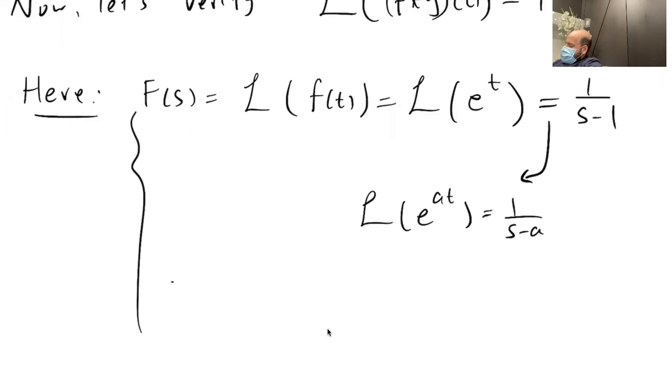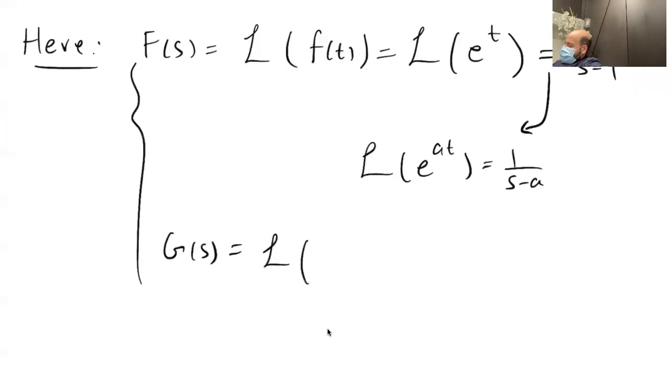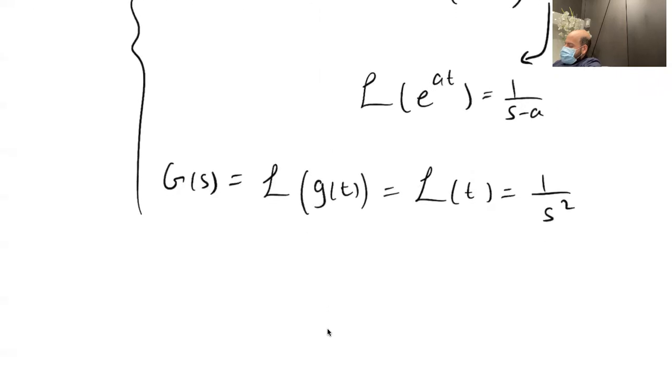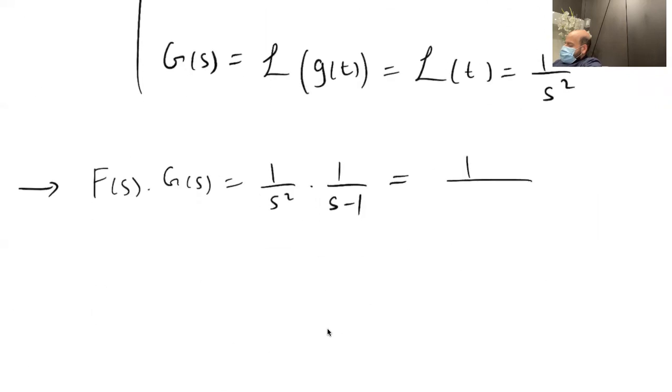Now, what about capital G of s? Capital G of s is Laplace transform g of t, which means Laplace transform t, and that's 1 over s squared. So capital F of s times capital G of s would be 1 over s squared times 1 over s minus 1. And it will be 1 over s squared times s minus 1. So this is capital F of s times capital G of s.